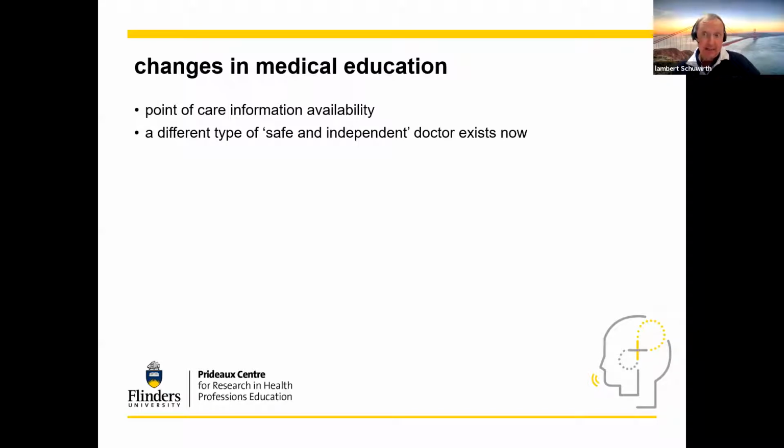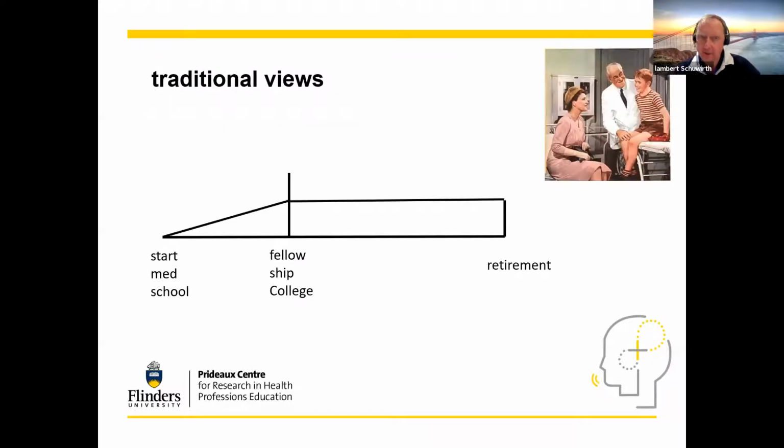We look at a different type of safe and independent doctor. So in the old days, the safe and independent doctor was the doctor who knew everything, who had all the skills to treat the diseases that he or she would be faced with. And that's okay.